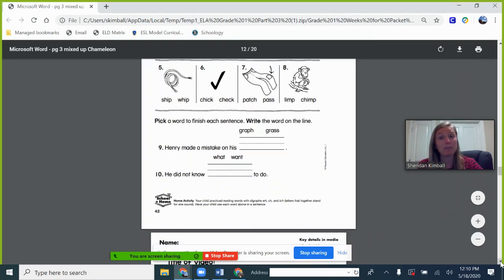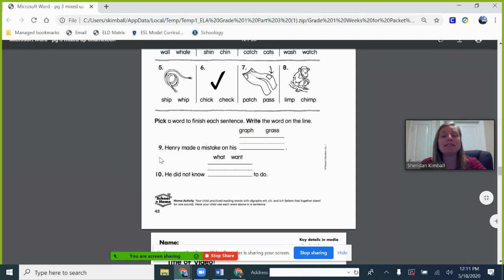And these numbers would like for us to finish the sentence. So let's read each sentence and decide which word will make sense. Number 9, Henry made a mistake on his... Okay, so put your finger on number 9. Let's look at this together.